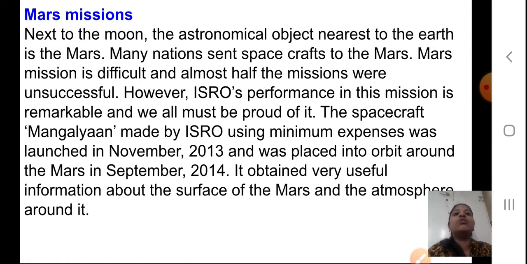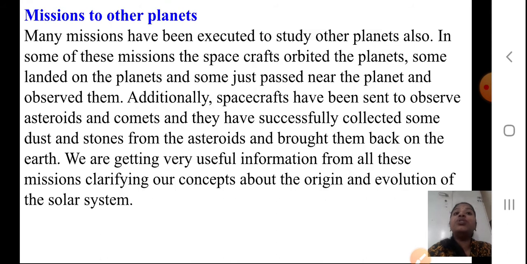Okay students. So, missions to other planets. Now we have seen missions to the Moon and Mars. Now we will see the other planets. Many missions have been executed to study other planets also. In some of these missions, the spacecraft orbited the planets, some landed on the planets, and some just passed near the planet and observed them.